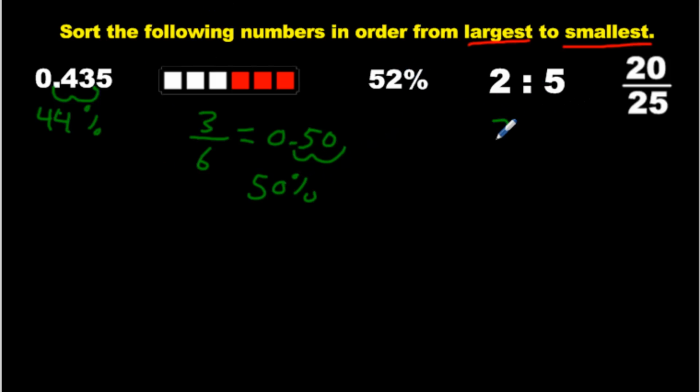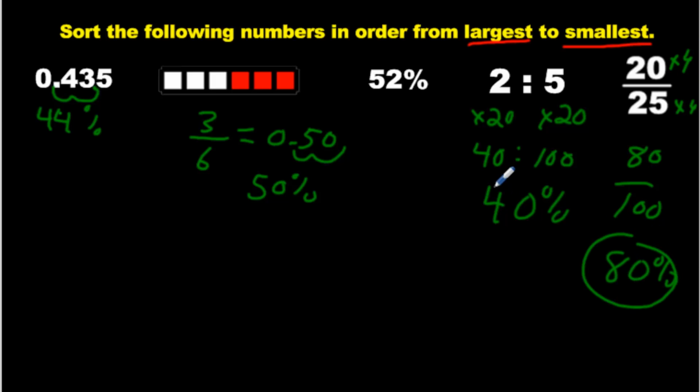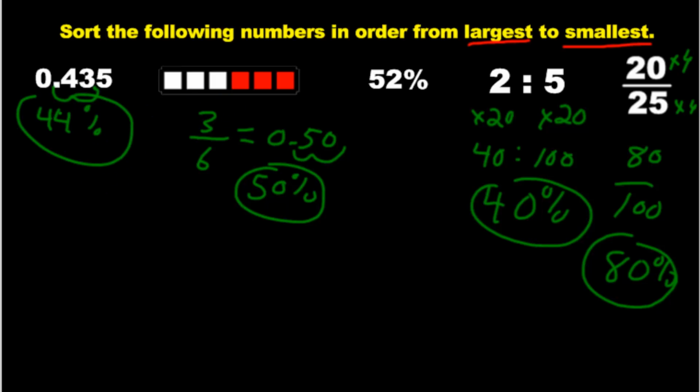This one here, 2 out of 5. I'm going to write it in fraction form. You know what? No, I'm not going to write it in fraction form. I'm going to leave it as a ratio and times this by 20, because that'll make 100. That'll make a 40 here, and we've got 40%. And this one here, I'm going to times by 4. You're going to get 80 out of 100, which is 80%. Look, 80%, 40%, 50%, 44%. I think now it's pretty easy to arrange in order.